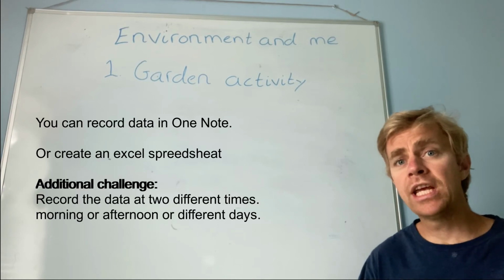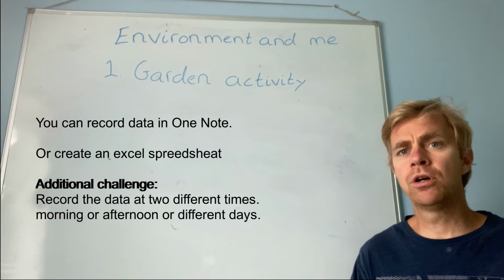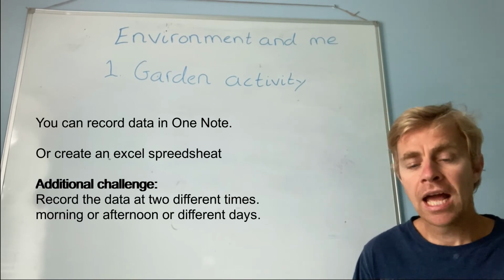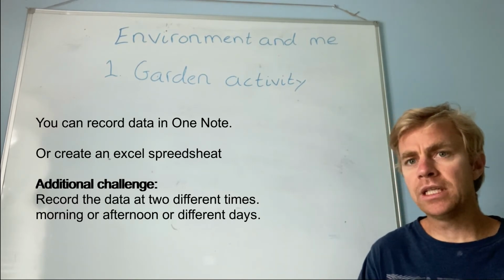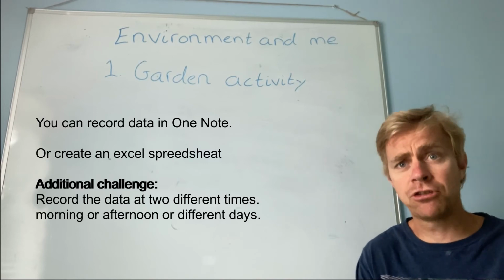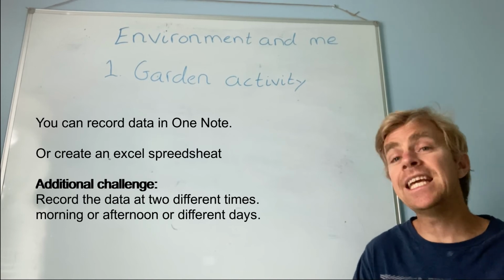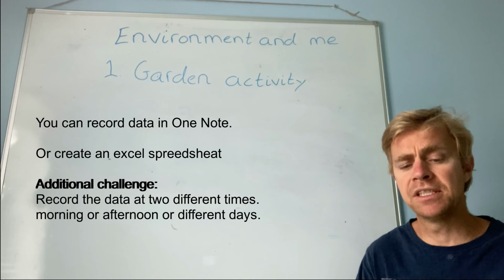Now you can record it in the OneNote like I have provided, or, to go along with Niall's work, create an Excel spreadsheet where you record this data. Now the additional challenge that I would like you to do is to do it in the morning and the afternoon, so at two different times. Naturally the plants and trees aren't going to change, but the insects and the birds might change, and that'd be quite good for data analysis.